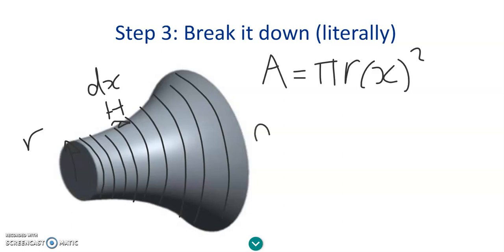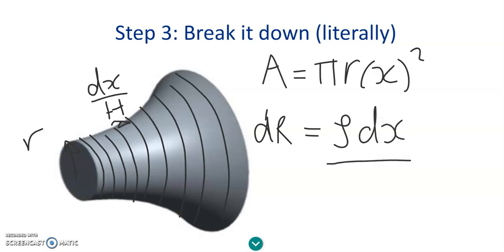So the small resistance, dR, of one of these discs is going to be the resistivity, which is constant in the material, times the length of it, which is dx here. So that's our L, over the cross-sectional area of the disc, which is pi r of x squared. So that's the resistance of pretty much a small slice of this shape.